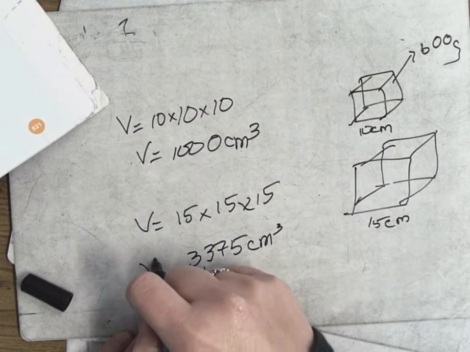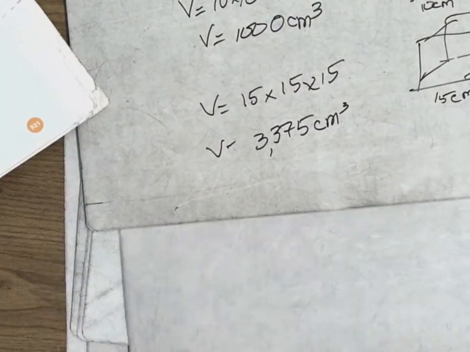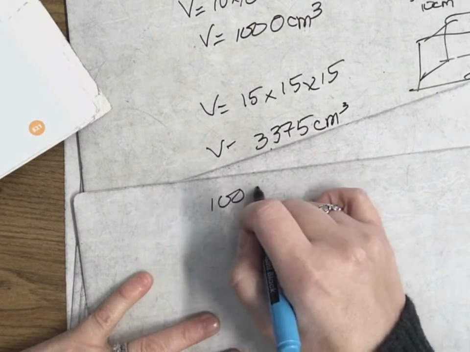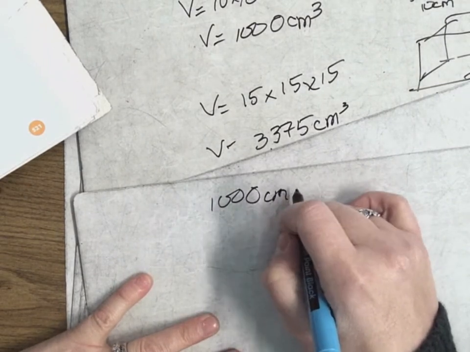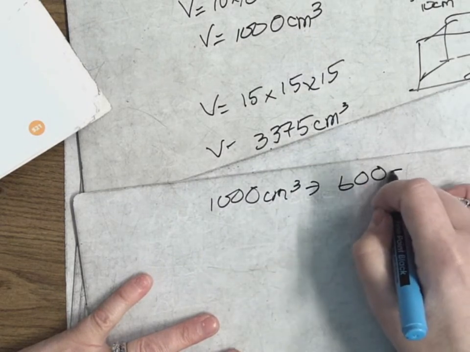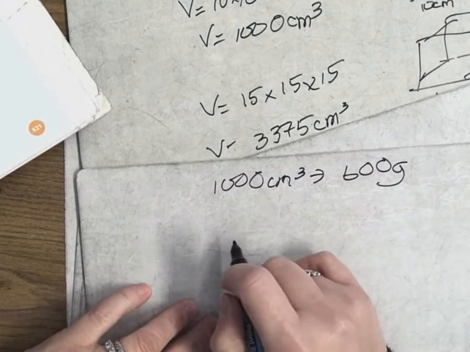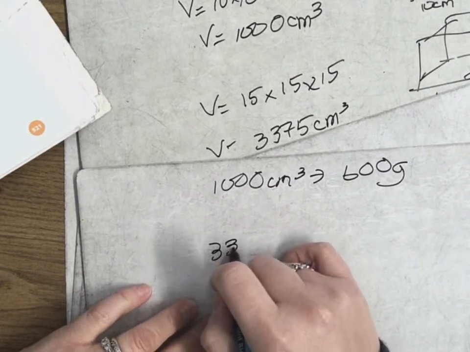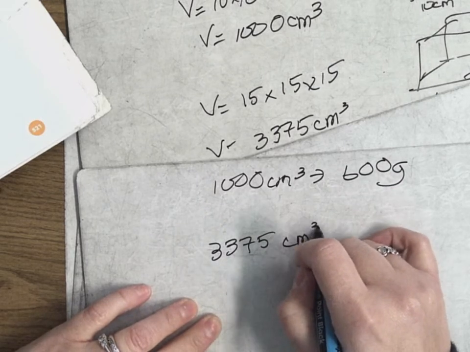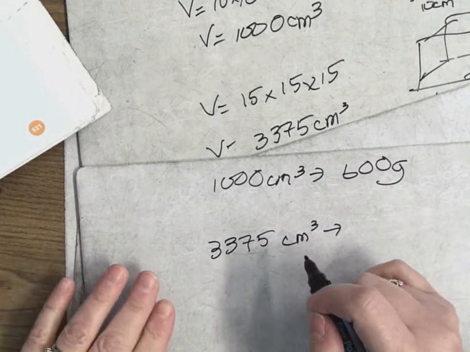Okay, so you have to do proportion now for this one. So 1,000 cm cubed, if you have this much volume, it contains 600 grams. And the question is, what's 3,375 cm cubed? How much will that contain? Okay, is that alright? So this is like ratio and proportion from third year.